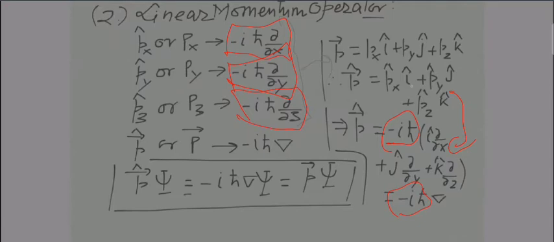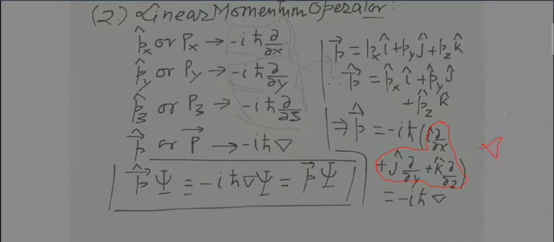I simply meant this bracket. After it comes out as a common factor, we are left with minus i h cut. Now this quantity which has been written over here is called del.